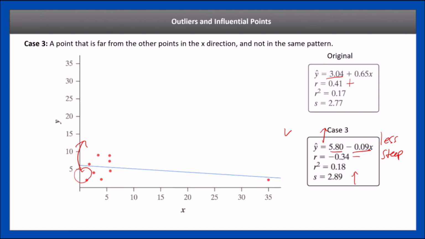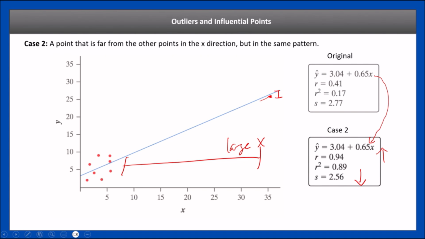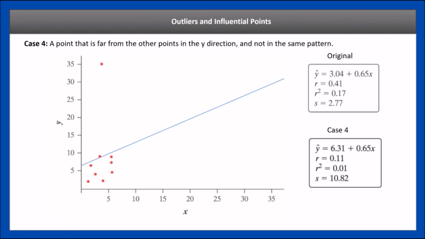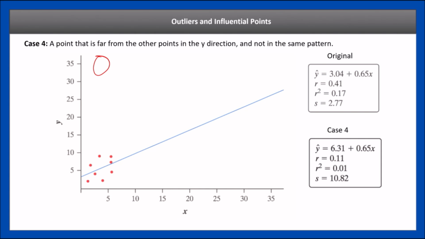Also, going back to the other example, so if I go back to case 2, this one was on the line, so it didn't really pivot it, right? Because it's pretty close to being on the line. All right, so now let's look at case 4, the final case. Here, we got an outlier introduced above on top here.